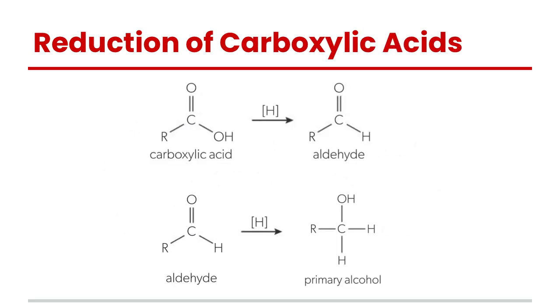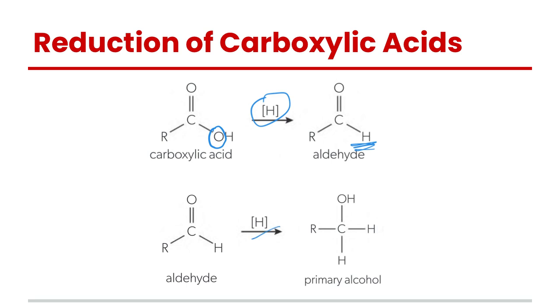Now, when carboxylic acids undergo reduction, this is reduced to a primary alcohol via two steps. So the carboxylic acid first is reduced into an aldehyde. So in this particular scenario, it's a loss of hydrogen here back into the aldehyde with our reducing agent. And then our aldehyde is further reduced with our reducing agent back into a primary alcohol.